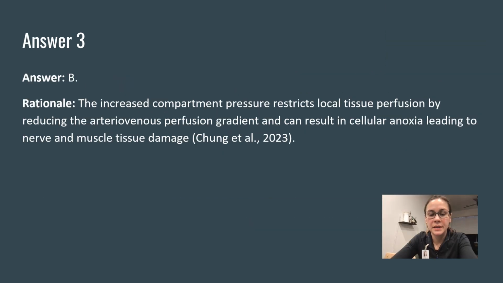The answer is B, because the increased compartment pressure restricts local tissue perfusion by reducing the arteriovenous perfusion gradient and can result in cellular anoxia, leading to nerve and muscle tissue damage.